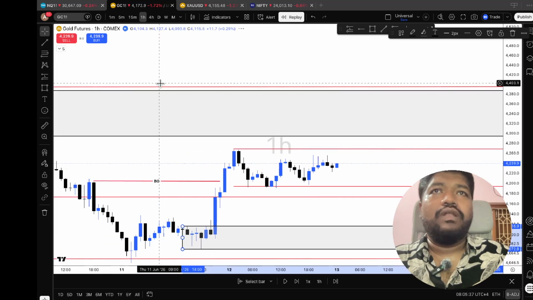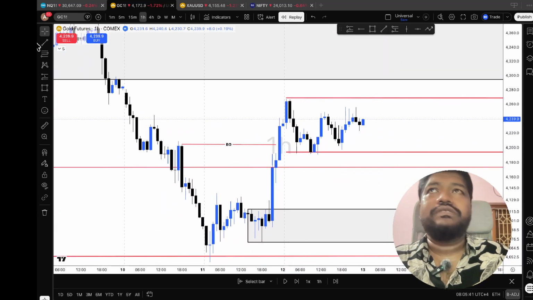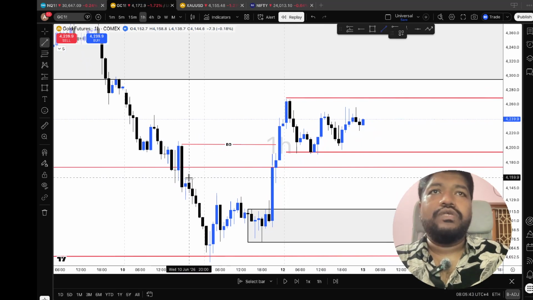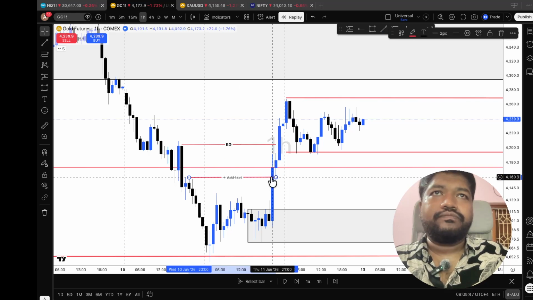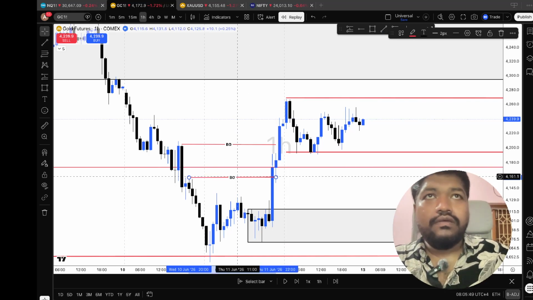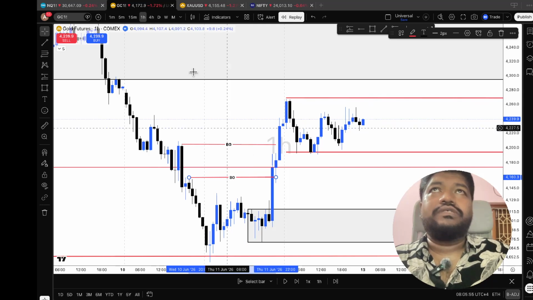So let me go to the 1 hour. The 1 hour is also the same thing. This was my last high which was broken over here, you can see that, and it created the new high. So 1 hour is also bullish, correct?